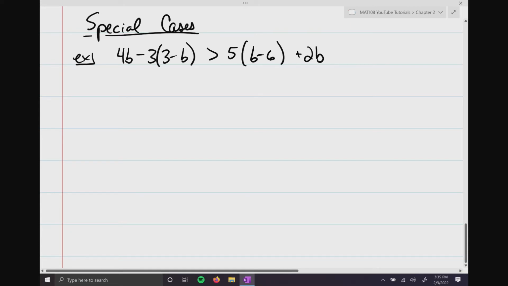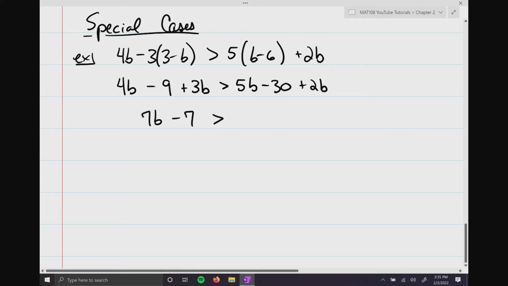Okay? So we're going to approach this problem just like everything else. I need to distribute, so I get negative 9 plus 3b, which is greater than 5b minus 30 plus 2b. Now I'll group like terms on the left, group like terms on the right. 4b plus 3b is going to be 7b minus 9, which is greater than 5b plus 2b, which is 7b minus 30. Now I will get variable terms on one side, constant terms on the opposite side. So I'm going to get my variable terms together first. So I will subtract 7b from both sides.